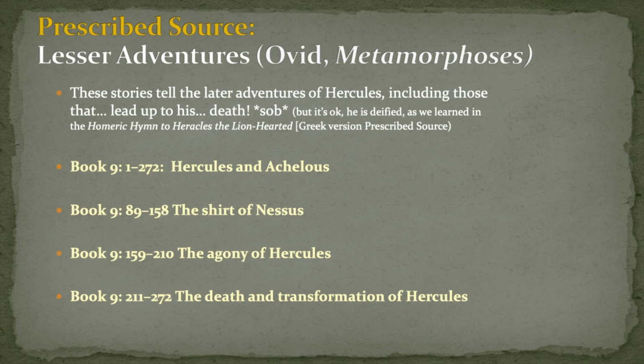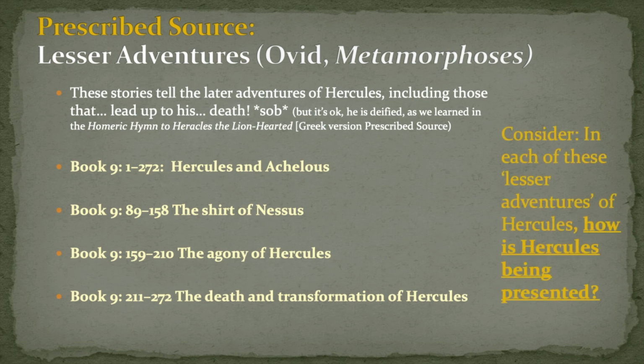And the idea of reading these is, one, to see what happens. What does Hercules do in each situation? How does he end up dying? Whose fault is it? That sort of aspect of the story. You're not expected to quote from it necessarily, but you're expected to know the story in detail. Most of all, you need to consider in each of these lesser adventures of Hercules, how is Hercules being presented? What kind of man is he? What kind of hero is he?